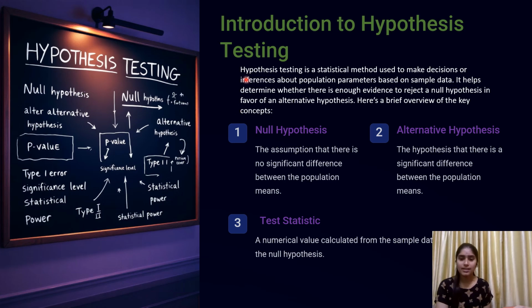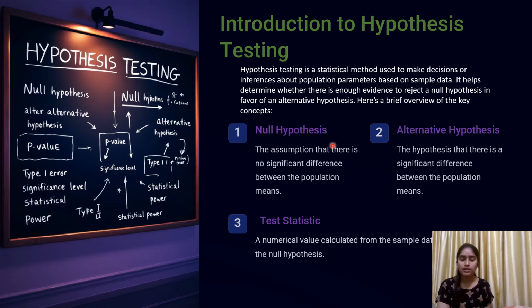Now let's see the introduction to hypothesis testing. Hypothesis testing is a statistical method used to make decisions or inferences about population parameters based on sample data. It helps determine whether there is enough evidence to reject a null hypothesis in favor of an alternative hypothesis. Here is a brief overview of the key concepts.